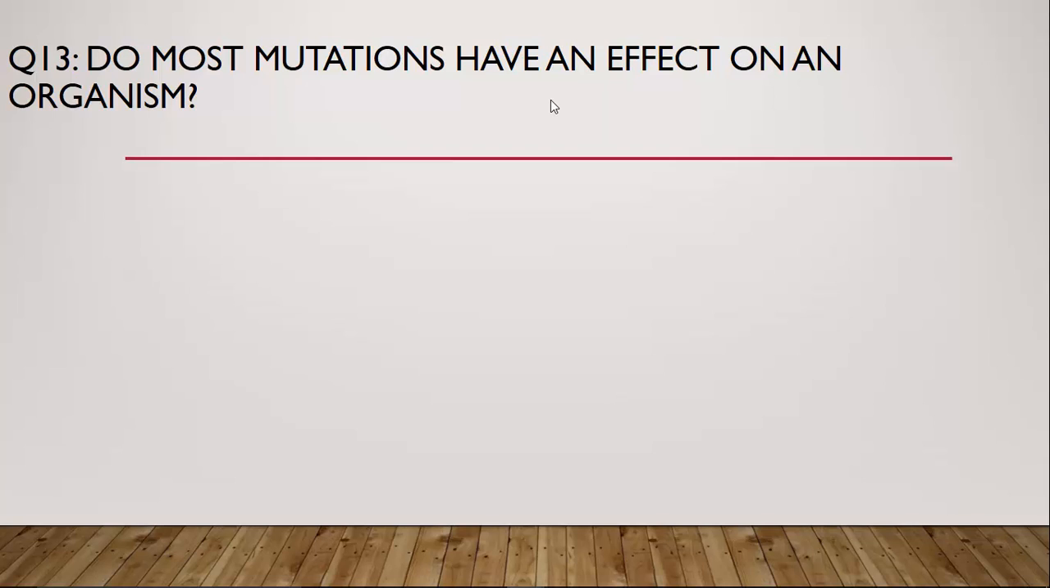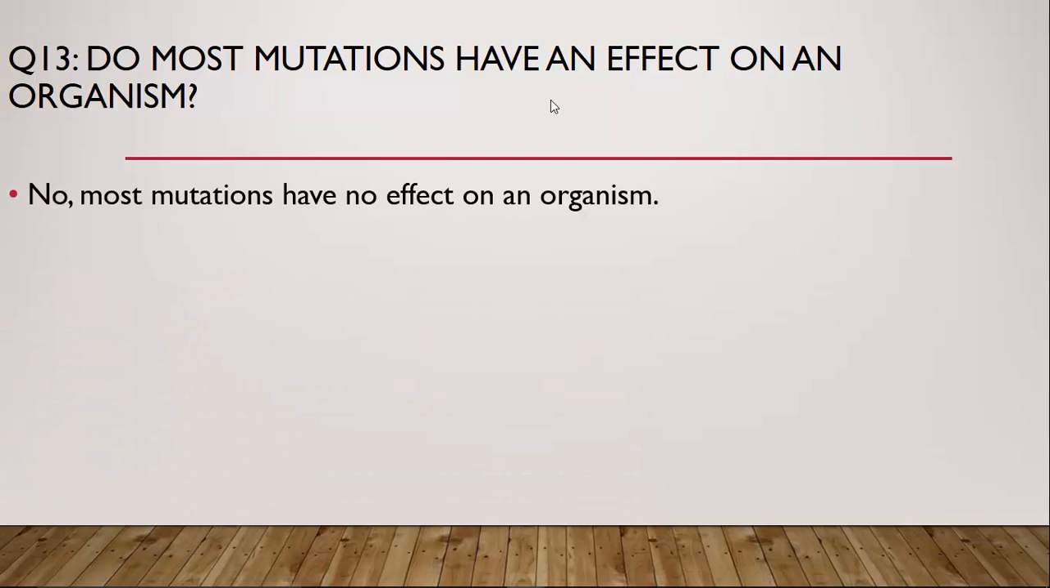Do most mutations have an effect on an organism? A lot of people who have no idea what they're talking about will tell you mutations are deadly. Well, most mutations have no effect on an organism at all. And this is because if you look on that giant circle chart that we use to find amino acids, you'll notice that more than one codon can code for the exact same thing.